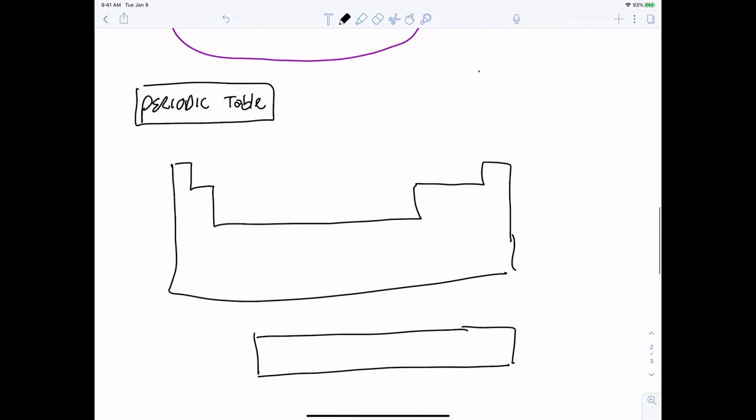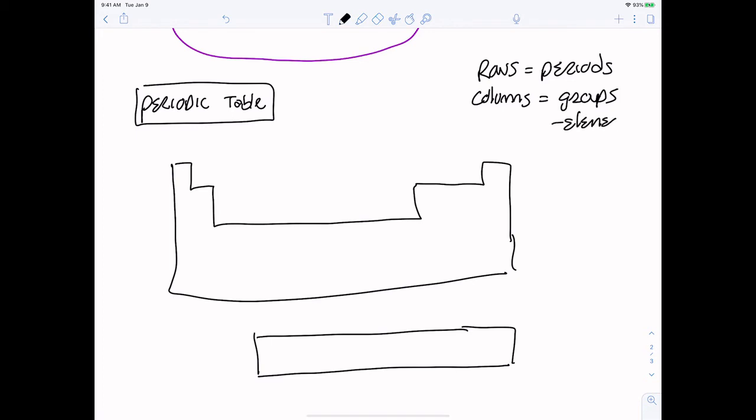Yeah, our rows, sorry, I was very distracting there. These guys are going to be called periods. So if I say things get smaller as you go across a period, we know what I'm talking about. What are my vertical columns? Yeah, those guys are groups. And remember that atoms, or elements, probably the better way to say it, within a given group have similar properties.